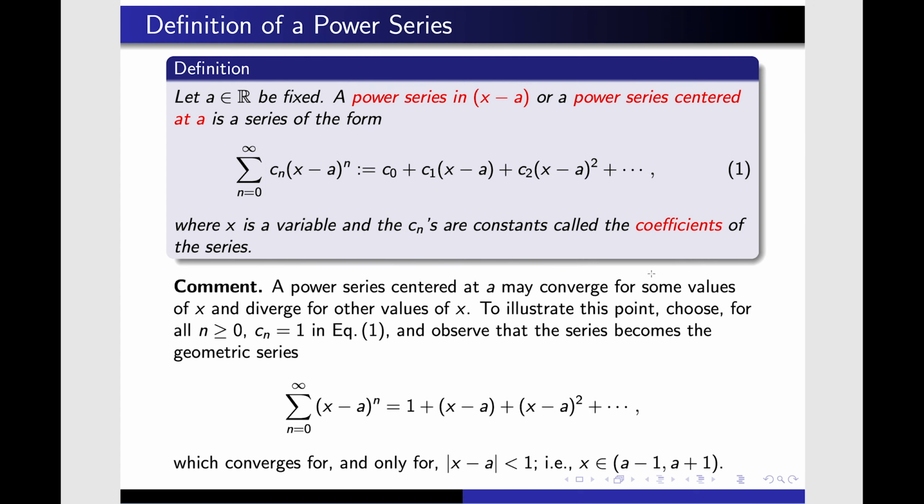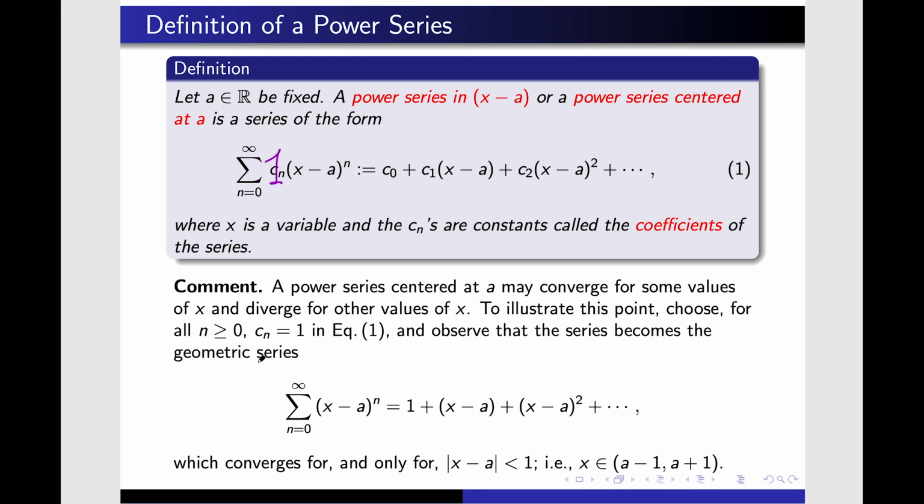Okay, so let's read the comment just below here. A power series centered at a may converge for some values of x and diverge for other values of x, as we just discussed. To illustrate this point, choose, for instance, c_n to be 1 for all n in equation 1. So all of these coefficients are simply 1, no matter what n is. That's what we're taking in this context.